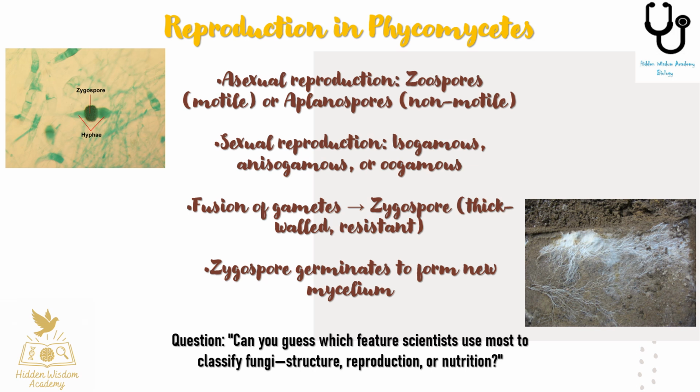Now, let's learn about reproduction in Phycomycetes. Phycomycetes reproduce both asexually and sexually. Asexual reproduction occurs through motile zoospores, which can swim in water, or through non-motile aplanospores. Sexual reproduction, on the other hand, may be isogamous, anisogamous, or even oogamous. The fusion of gametes results in the formation of a thick-walled resistant structure called a zygospore. When favorable conditions return, this zygospore germinates to form a new mycelium, thus completing the life cycle.